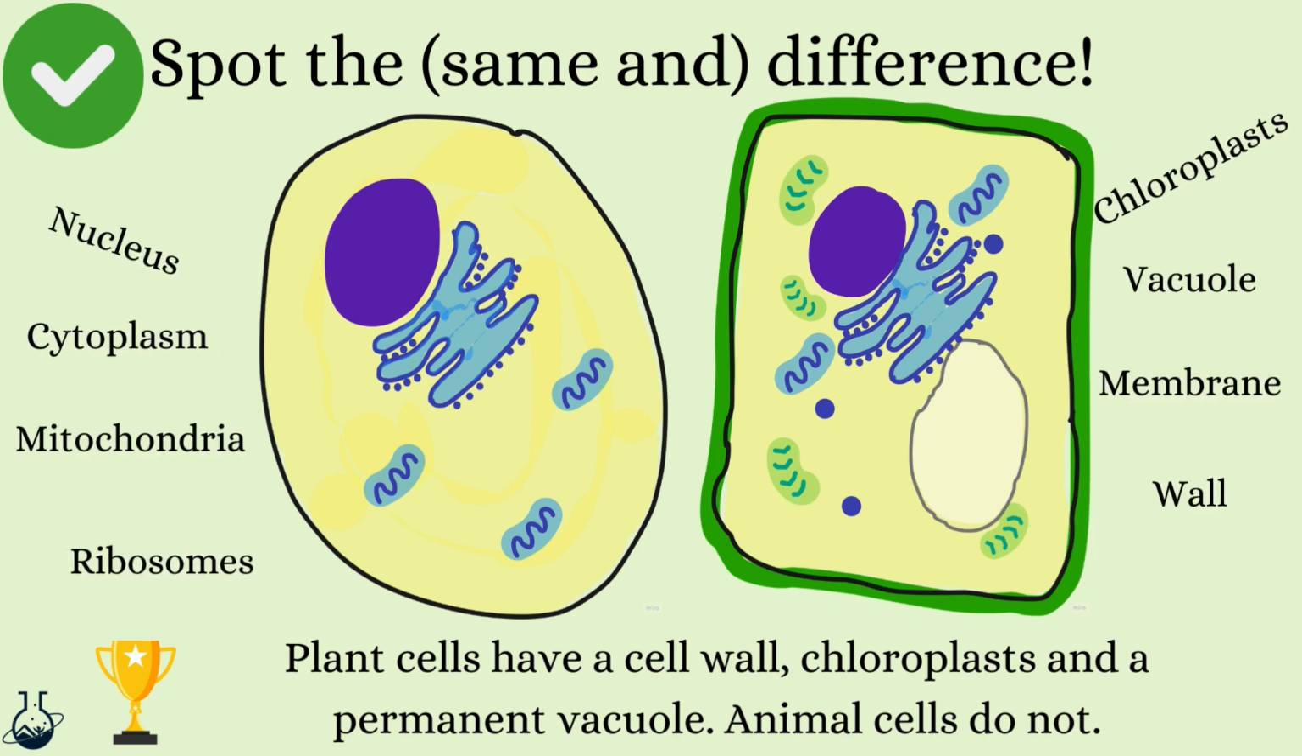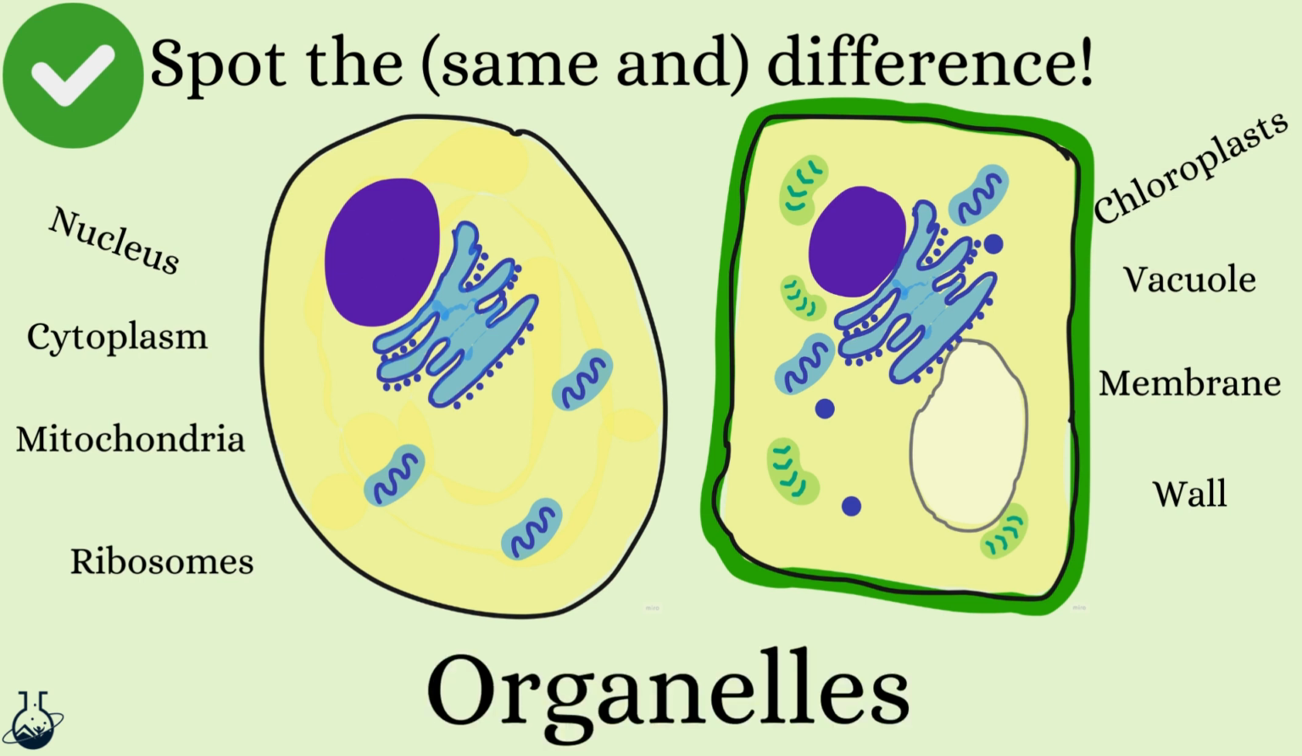We've gone through a whole list of names of structures across both cells. All of these structures have a name. These are the organelles. They are subcellular structures inside a cell.